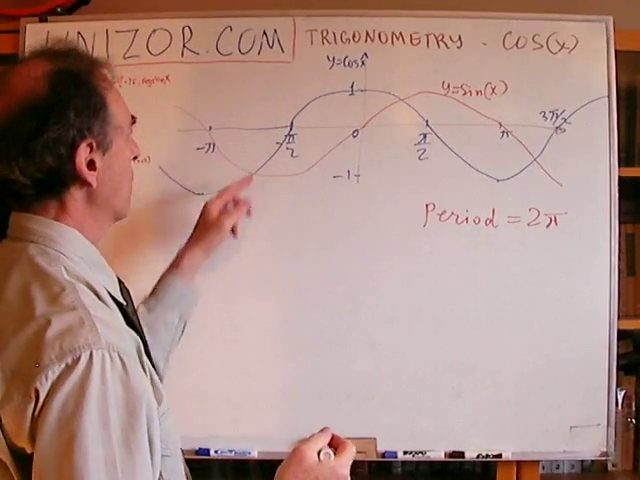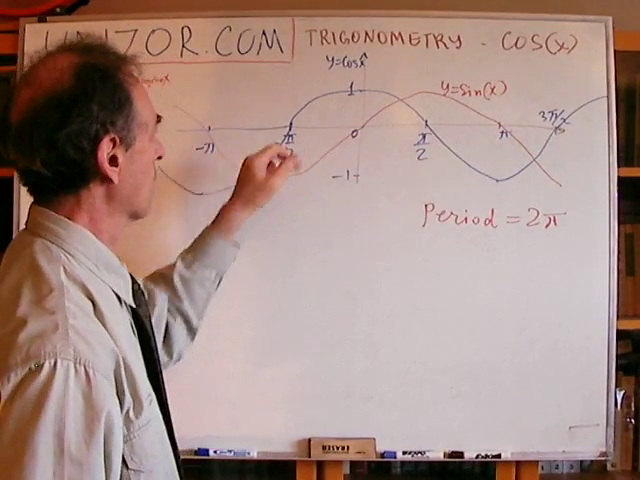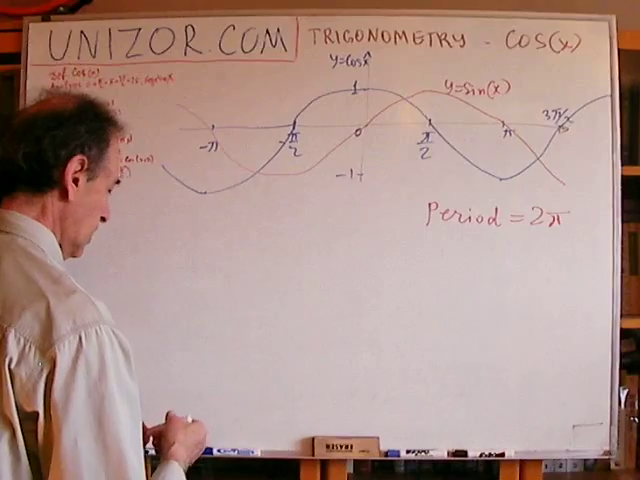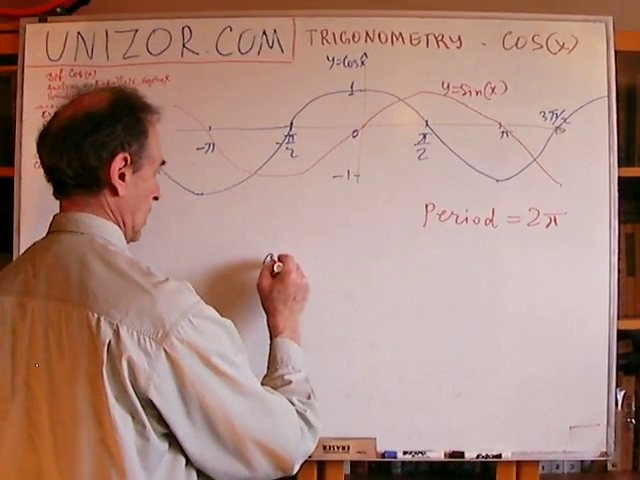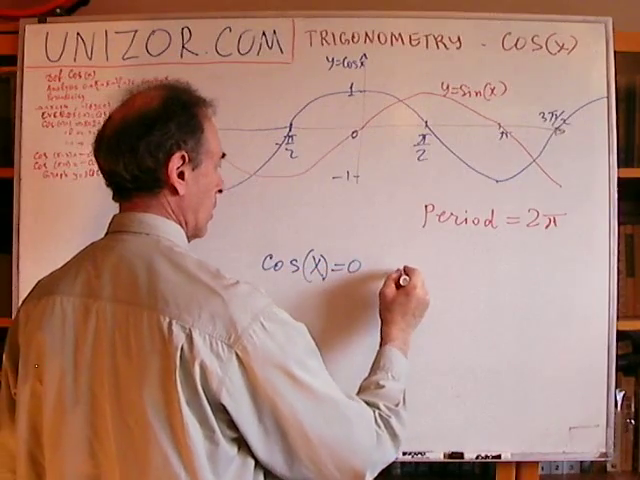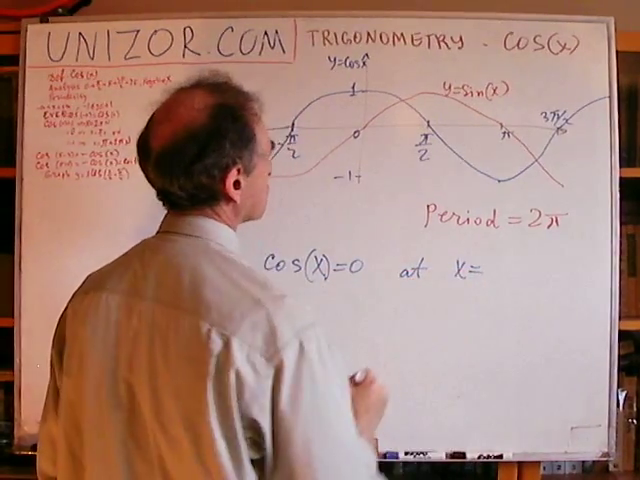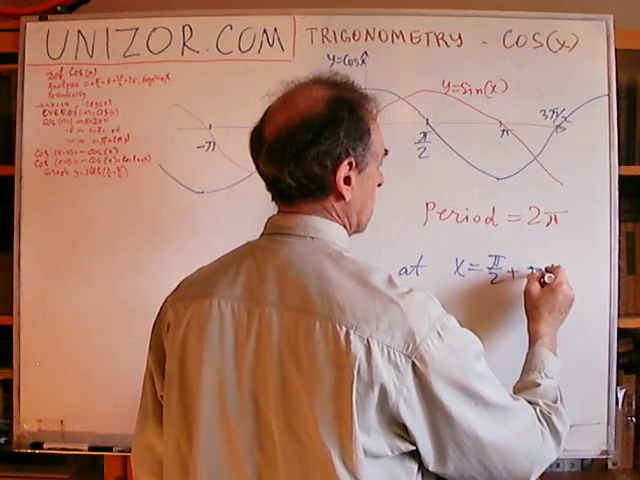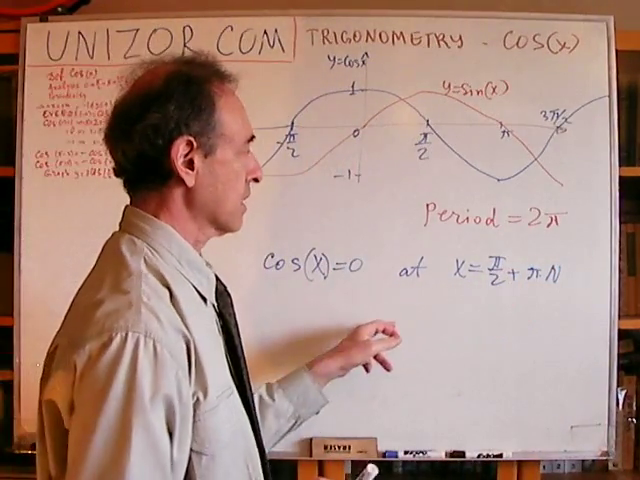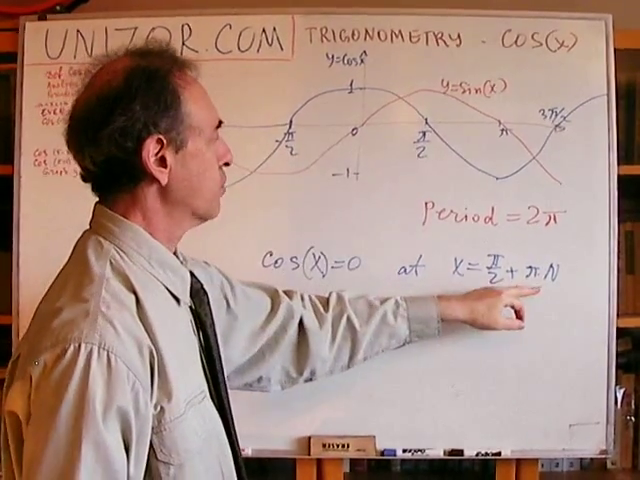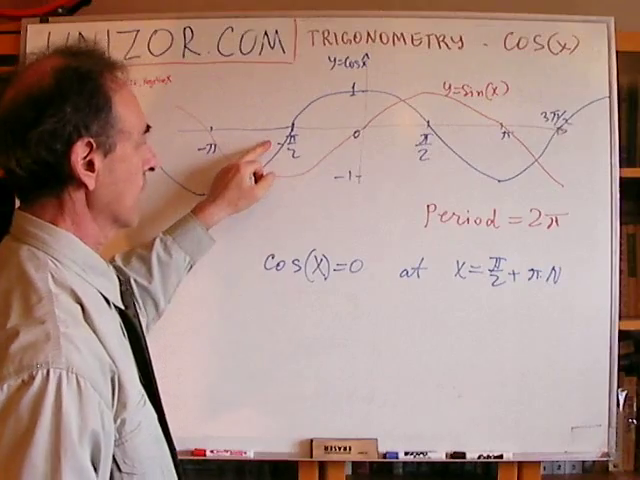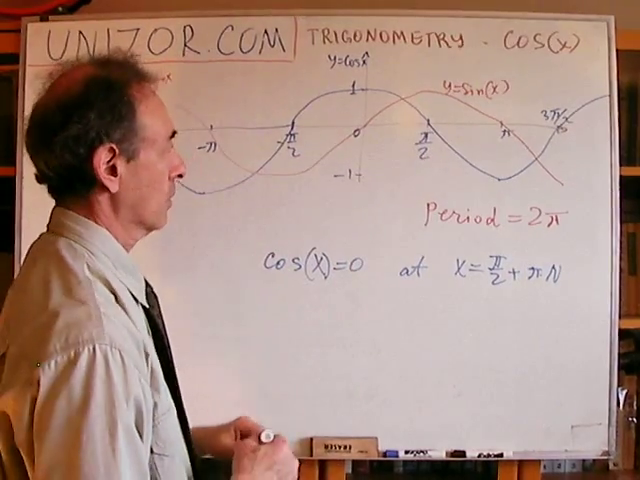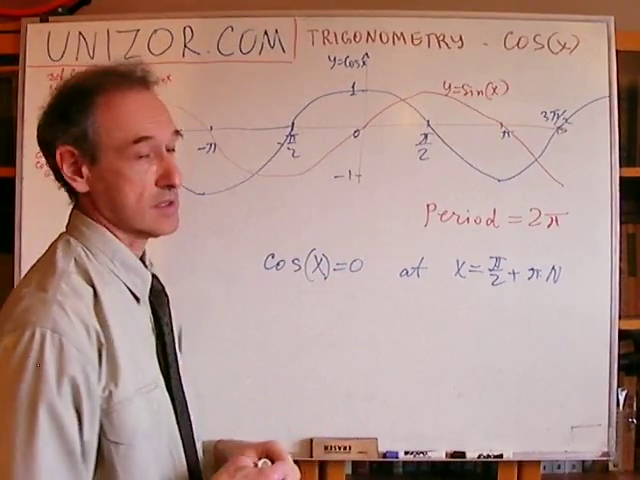Now, what can we say about these nodes where the function is equal to zero? You see, minus pi over 2, pi over 2, 3 pi over 2, etc. So the function is equal to 0 at x equals pi over 2 plus pi n, where n is any integer number, positive or negative or 0. If it's 0, it's pi over 2. If it's 1, it's 3 pi over 2. If it's minus 1, it's minus pi over 2, etc. So this is where the function is equal to 0, the roots, if you wish, of the equation cosine of x is equal to 0.